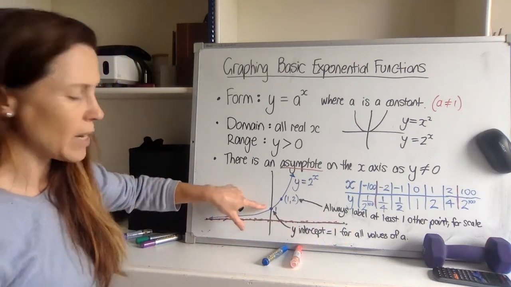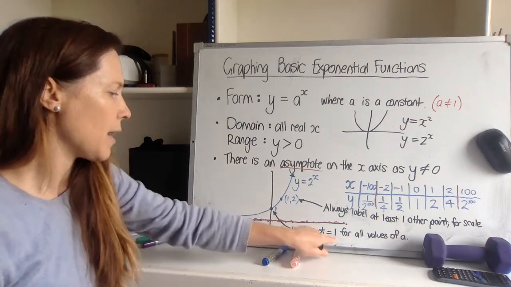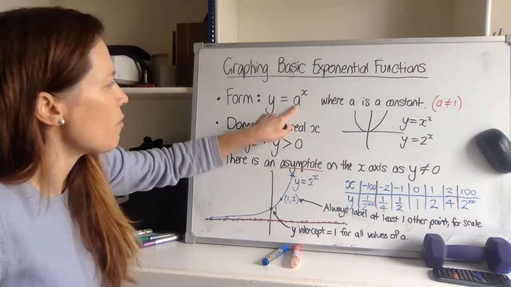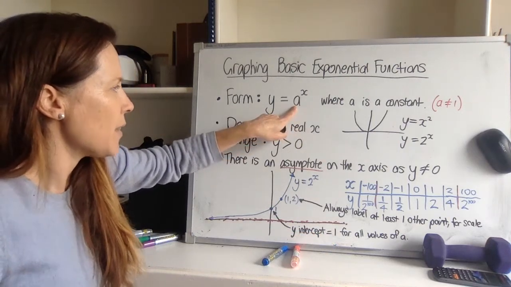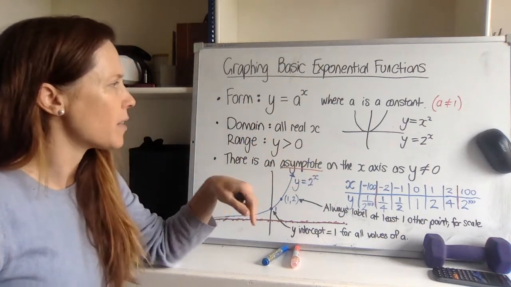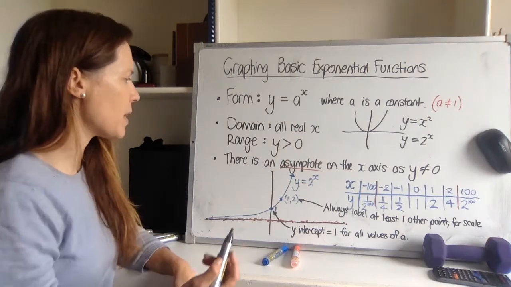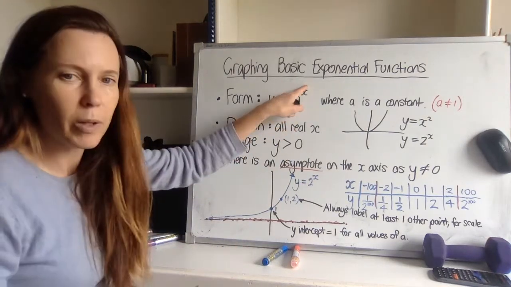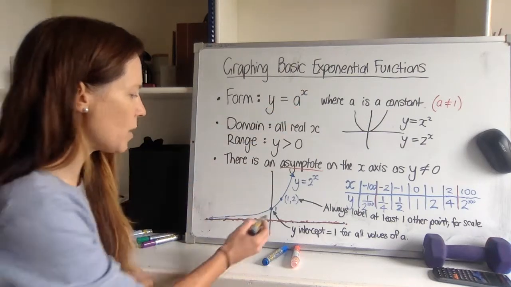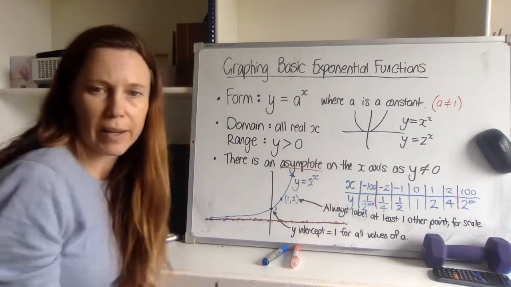We always show any intercepts that there are. Now, you'll notice there's a y-intercept here at 1. Well, there's always a y-intercept at 1, no matter what value you have here for a. And that's because anything to the power of 0 is 1. You might want to write that down in your notes if that's not something that's easy and obvious for you to understand. Anything to the power of 0 is 1. And so no matter what a is, we are always going to have a y-intercept of 1 for all the values of a.